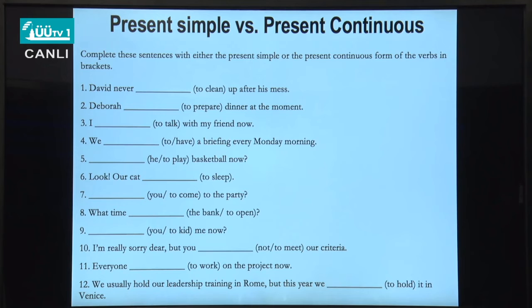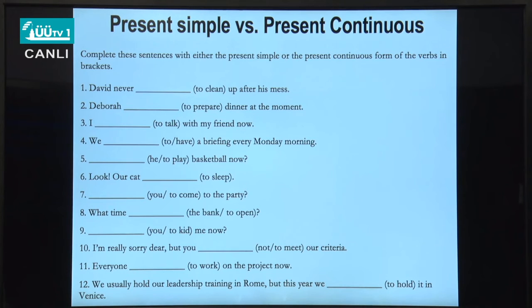And the next one, look, our cat blank to sleep. So when I say look, I mean right now, so we should use present continuous tense. Our cat is sleeping.